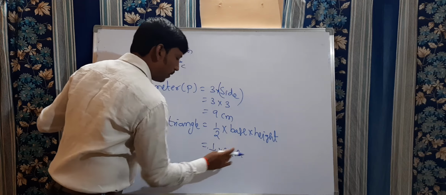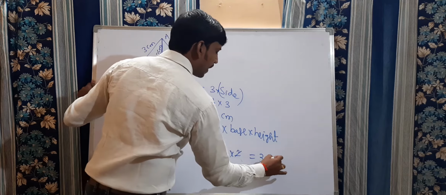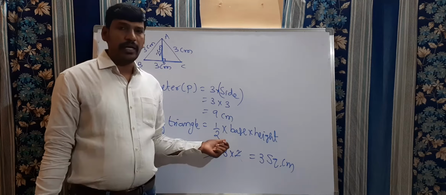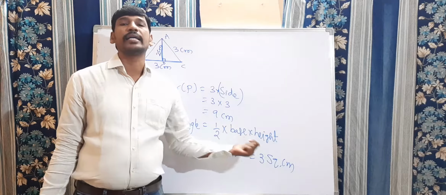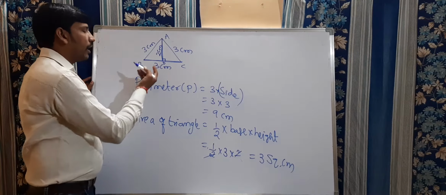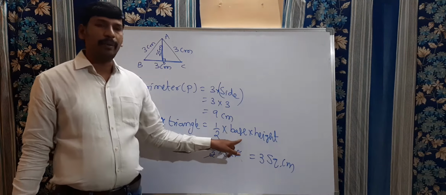Now here the 2 gets cancelled. The leftover part is 3 square centimeters. Clear? When can we use this formula? When we know the base and the height. When we know the base and the height, we can use the formula to find the area of triangle ABC, which is equal to half into base into height.